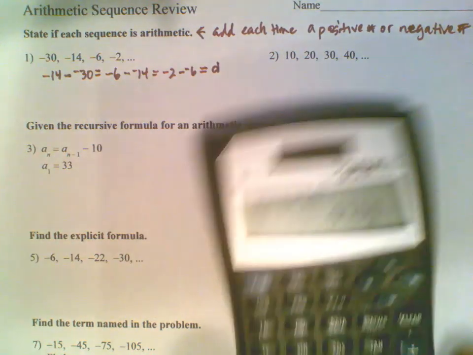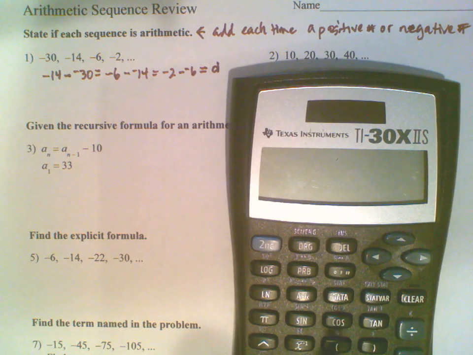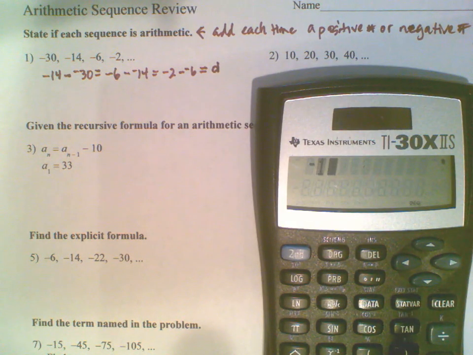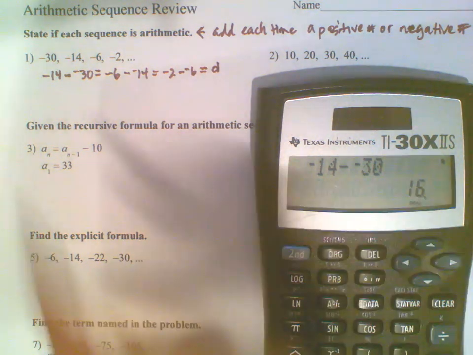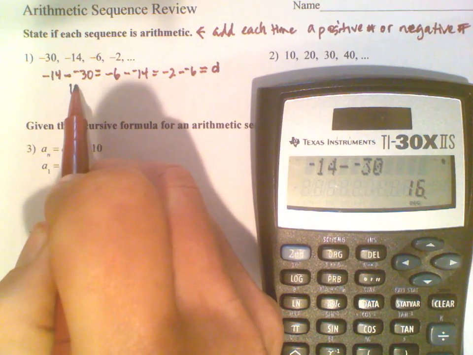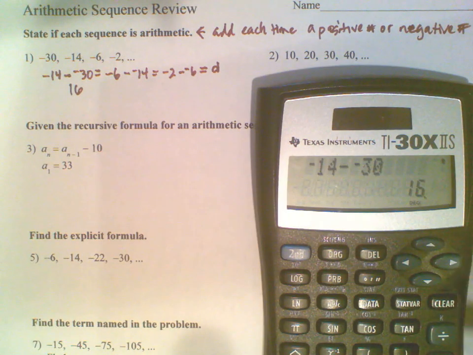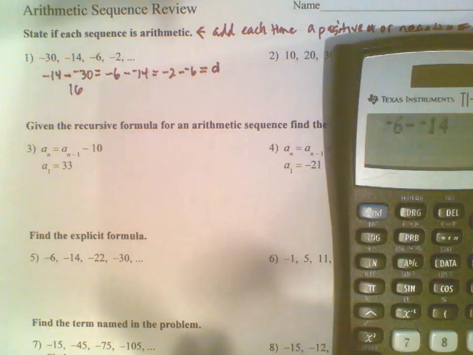You might remember seeing D in one of the equations. Well, I'm going to do this, negative 14 minus negative 30. You can use your phone to do this. And I got 16 for that first one. And then I'll do negative 6 minus negative 14. And I got 8 for that one.